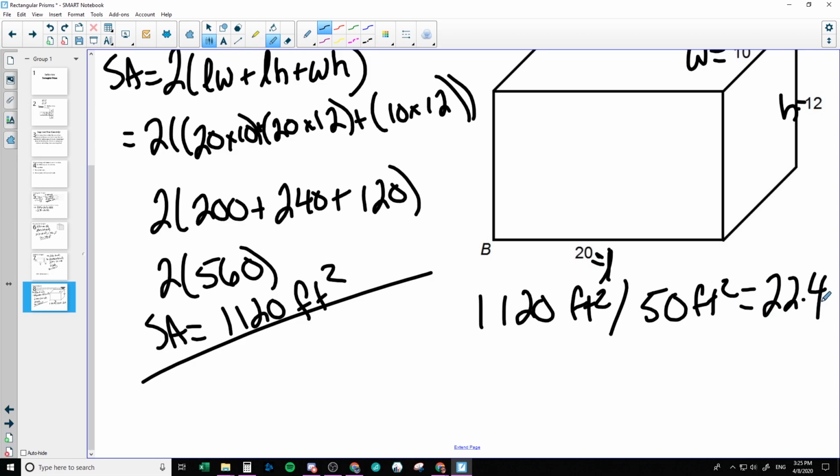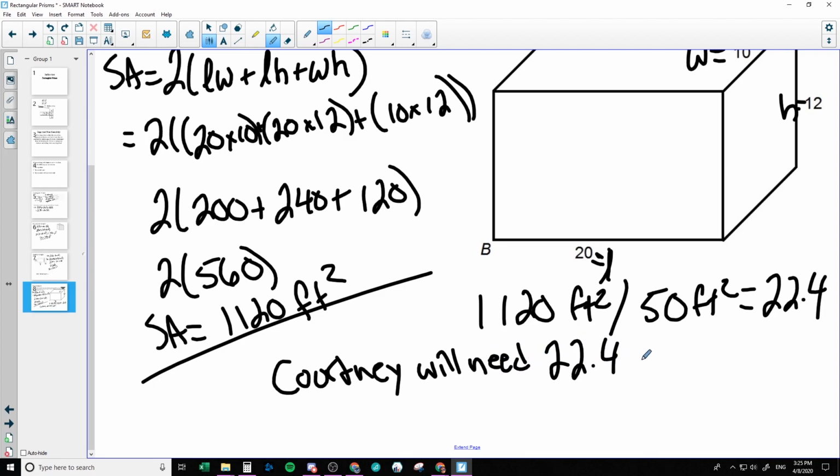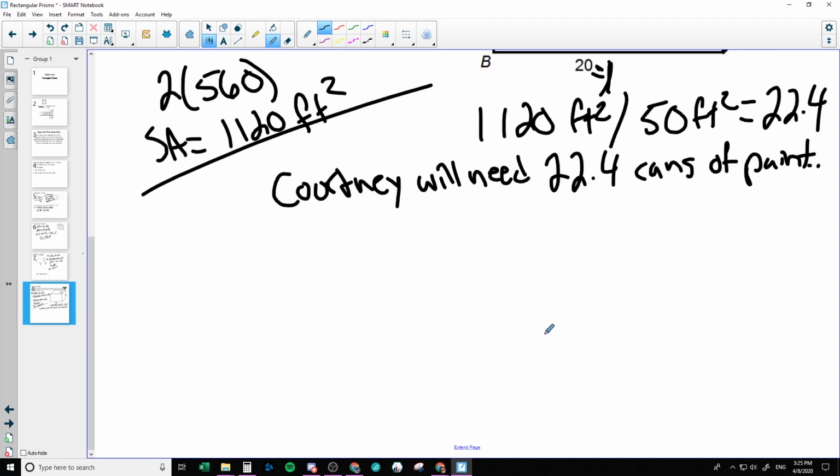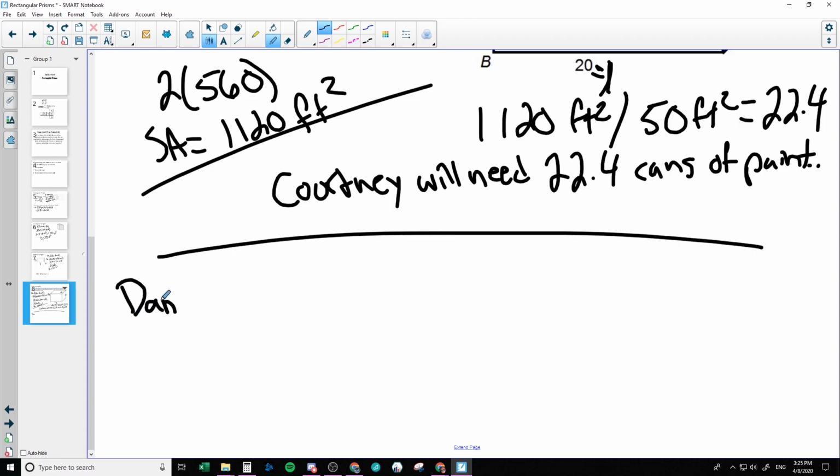Now here's the thing. 22.4, that may be how many cans of paint she's going to need. Let's write our answer. Courtney will need 22.4 cans of paint. But then it wants to know how much is this going to cost her if paint costs $11.95 per can.